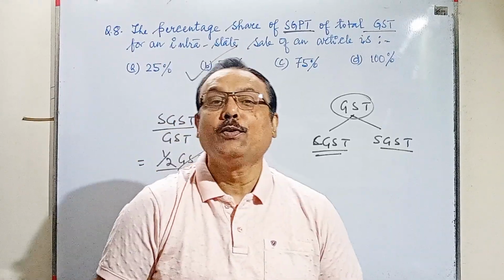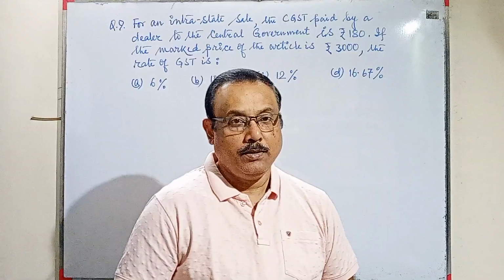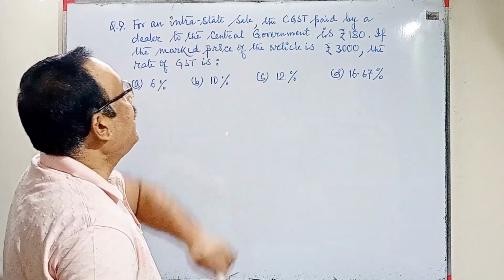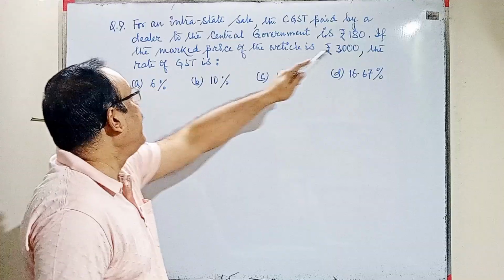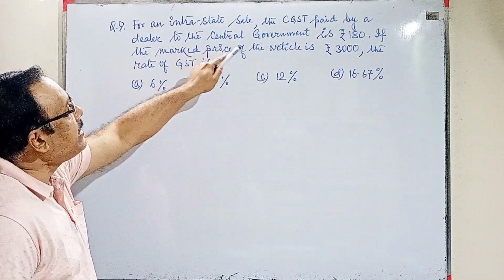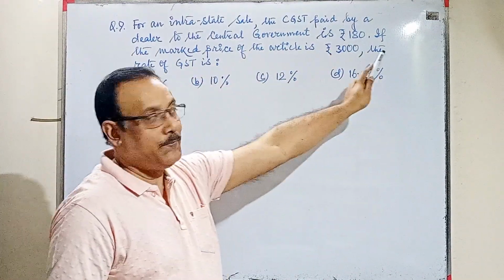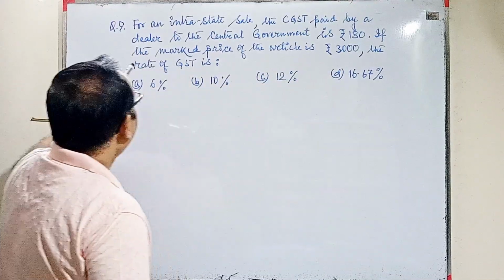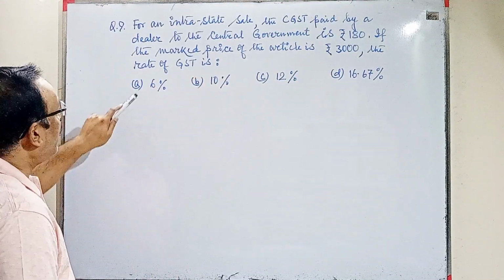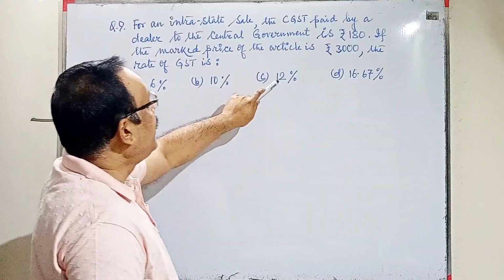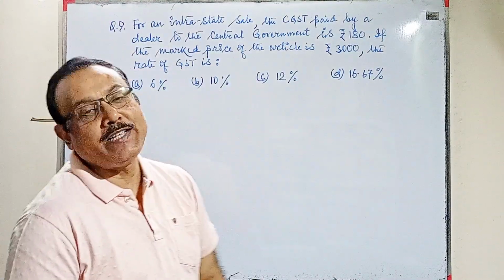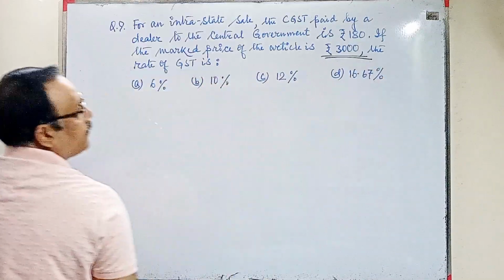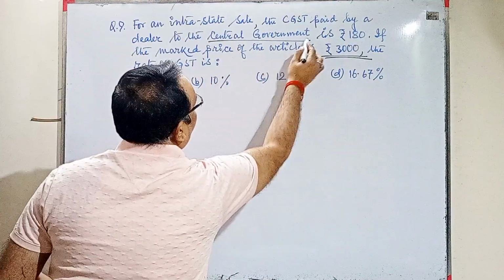Now we move on to question number 9. For an intrastate sale, the CGST paid by a dealer to the central government is rupees 180. If the marked price of the article is rupees 3000, the rate of GST is? The choices are 6%, 10%, 12%, 16.67%. Now the price of the item is 3000.